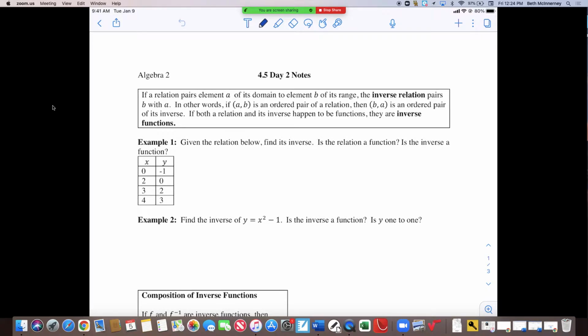All right, so in the box it says, this is just what you did with your table talk. If a relation pairs element A of its domain to element B of its range, the inverse relation pairs B with the A. In other words, if (A, B) is in the relation, then (B, A) is in the inverse. If both a relation and its inverse happen to be functions, they are inverse functions. So let's look at example 1. Given the relation below, find its inverse.